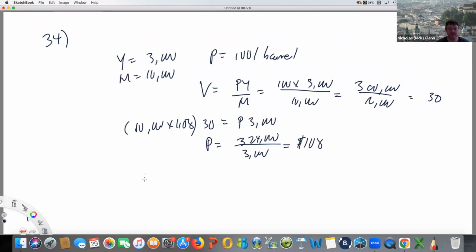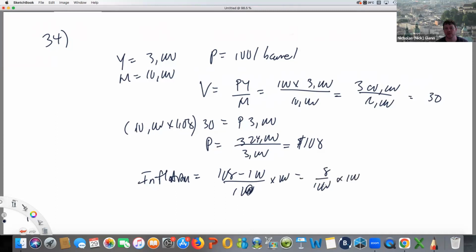Okay. So now we can find inflation. So it's 108 minus 100 divided by 100, times 100 to put in percent form. So it's just 8 divided by 100 times 100. These will cancel out. So that gives you 8%. All right, what is that? That's actually B.